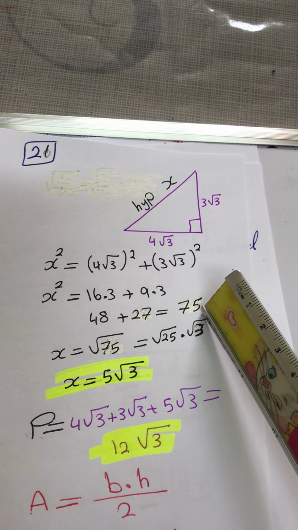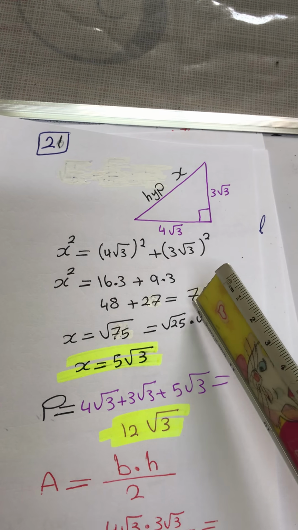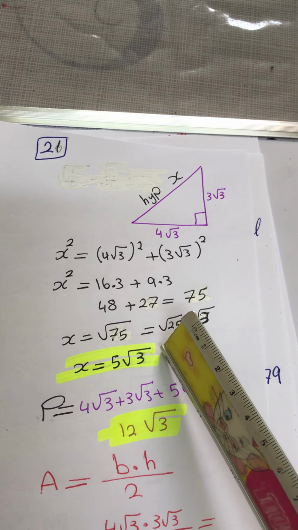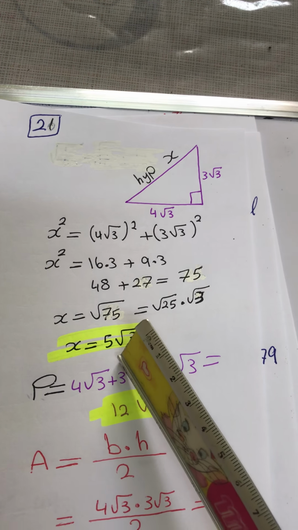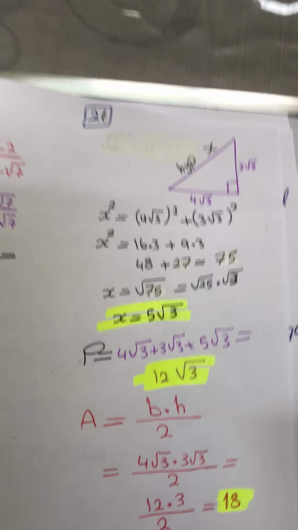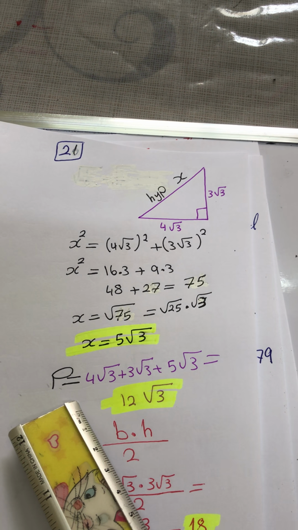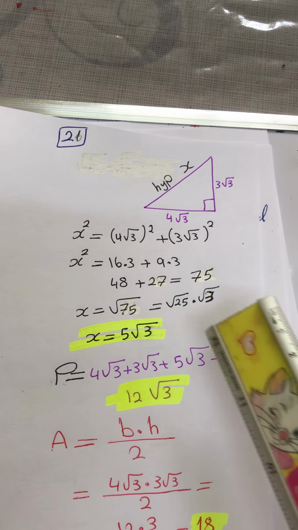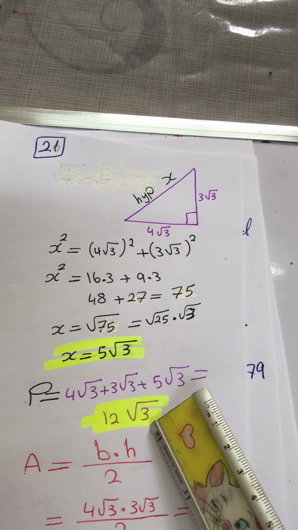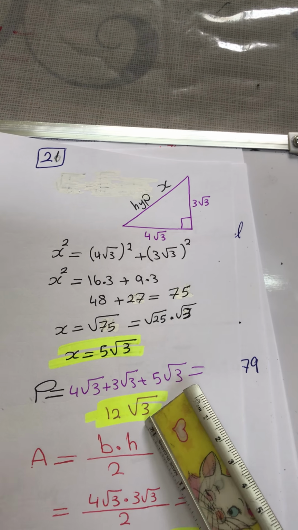The answer is 75. But I don't want x squared, I want x only. So I'll find the square root of 75. It will be the square root of 25 times the square root of 3, that's to say 5 square root of 3. Please give the answer in the simplest form. And then he asked about the perimeter. For the perimeter, add the three sides together: 4 square root of 3 plus 3 square root of 3 plus 5 square root of 3. I'll write the square root of 3 just one time and add 4 plus 3 plus 5. So the answer is 12 square root of 3.